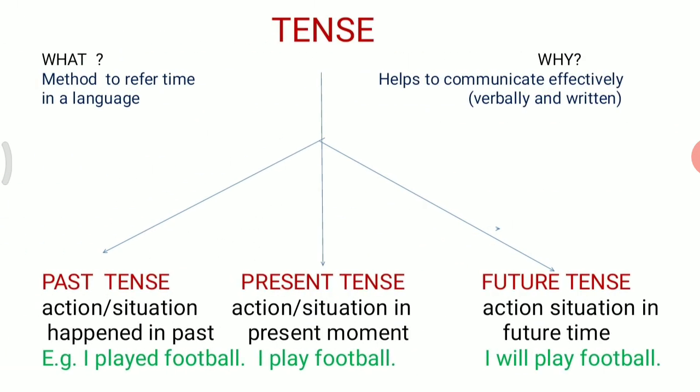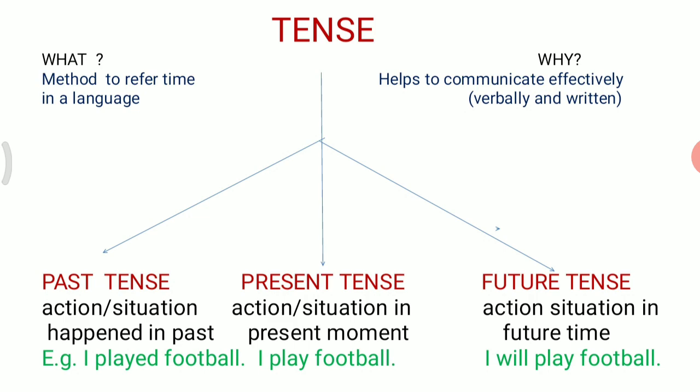First thing which you need to know is what is tense and why we need to learn it. Tense is basically a method in grammar which is used to refer to time in a language. And why do we need to learn it? Because it helps us communicate effectively. Whether we have to communicate verbally or in writing, good knowledge of tense will help to make correct sentences, and this is how we would be able to convey our words, sentences or speech effectively. It also builds our confidence when we speak English correctly.